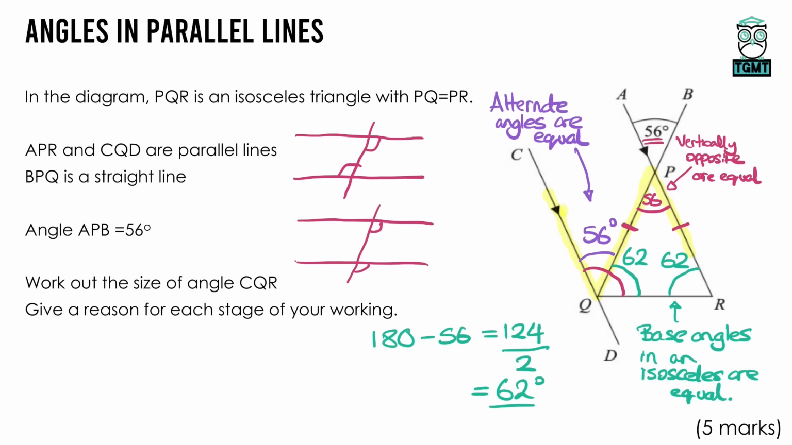Remembering now, we do want the size of CQR, which is the overall angle. There's 56, which I've drawn in the purple. There's 62, which we have in the green. And that gives us the overall angle, which I'll add together on the calculator. I don't want to make a mistake in this very last step. So 118 degrees is my final answer. And that is the full angle there, CQR.